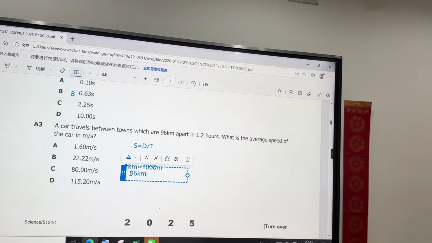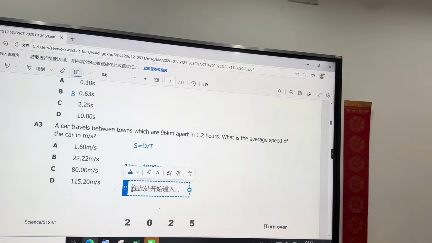So 96 kilometers, we need to multiply by 1000. It will give us 96,000 what? Meters. So we have converted kilometers to meters. The next is to convert hours to what? Seconds. So let's convert these hours to seconds.